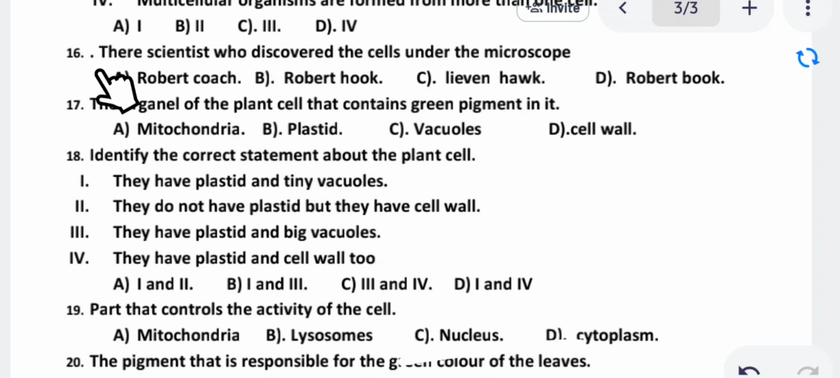Next, 16th question. The scientist who discovered the cells under the microscope for the first time. Options: Robert Koch, Robert Hooke, Leeuwenhoek and Robert Brown. So the answer is Robert Koch.